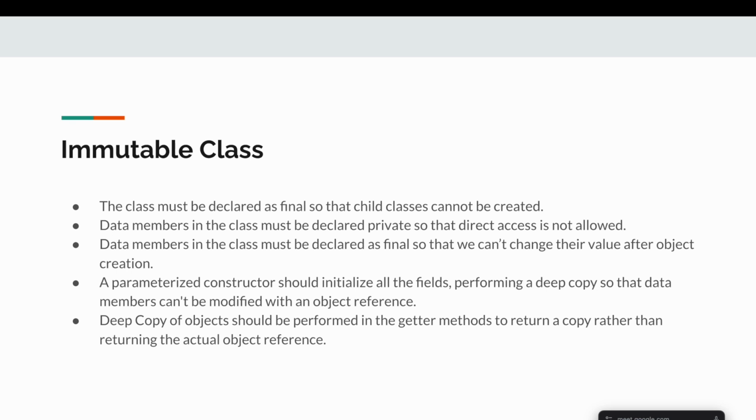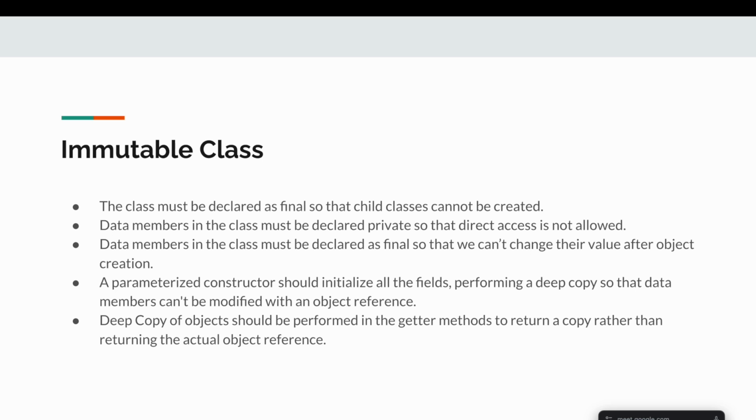So all the variables or data members inside that final class have to be private, and they have to be final also, so that we cannot change their value after object creation. The purpose of final is that once you have created that object and initialized that value, later on you won't be able to change it, so we make that variable final. So the first criteria is we make the class final. The second criteria is we declare all the data members private and final.